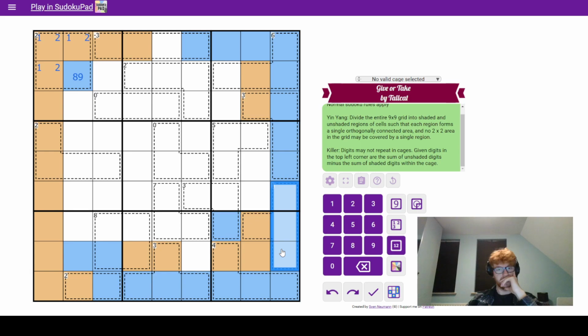Blue minus orange. So let's say this is a 1, 2, 3, right? Minus this would be 5 or higher. If this is a 9, this has to be blue minus orange. Blue minus orange. No, I'm doing a whoopsie here. If this is 9, that would be a 10. If that's 9, that would be a 12.